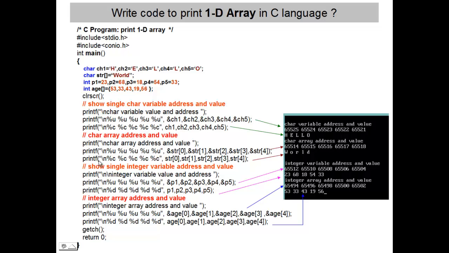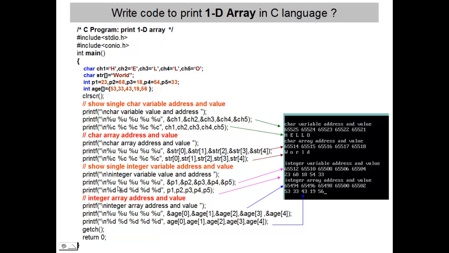Now the value of the array is shown with %c. So the first element is accessed as str of 0, then 1, then 2, then 3, then 4. So WORLD is the value of the str array, the string array. Now next is showing a single integer value, the integer value and its address.